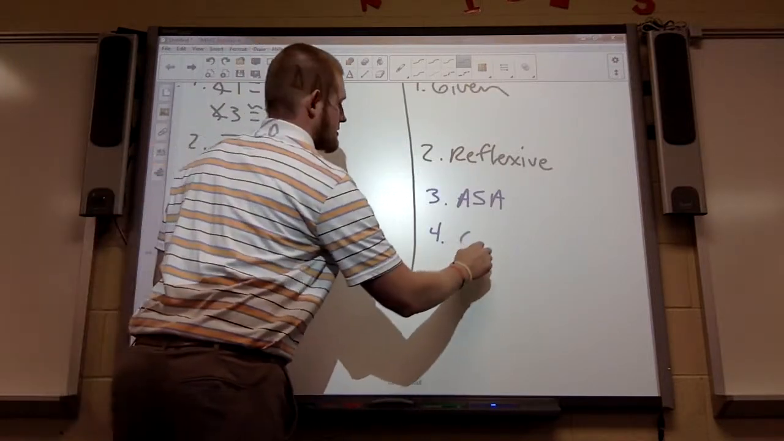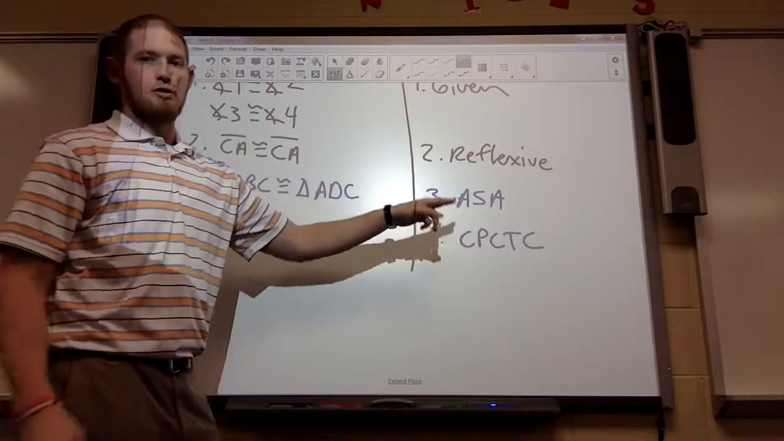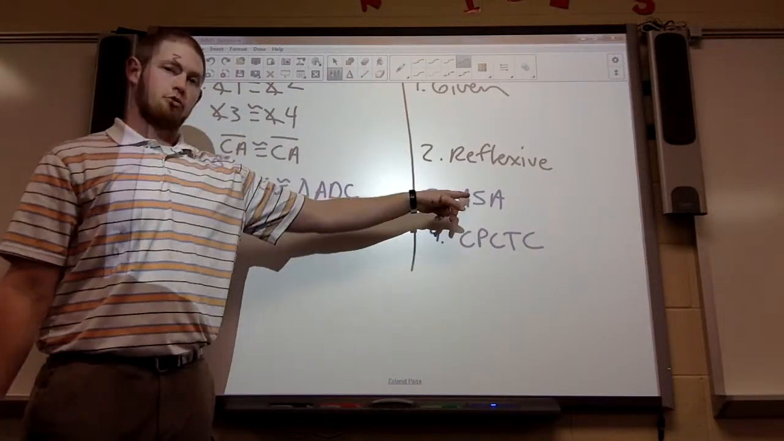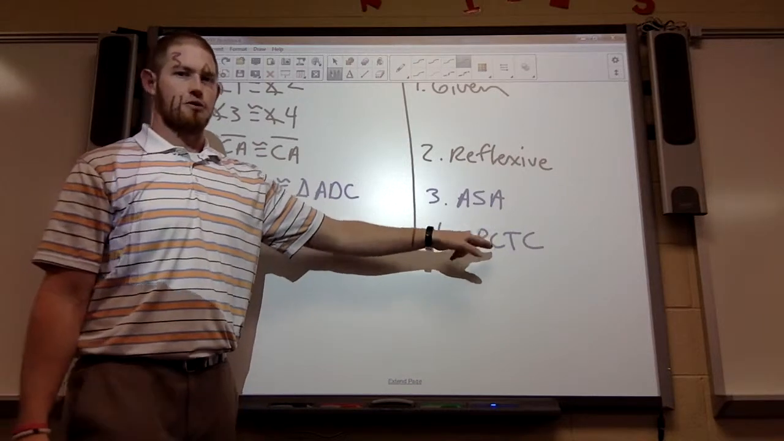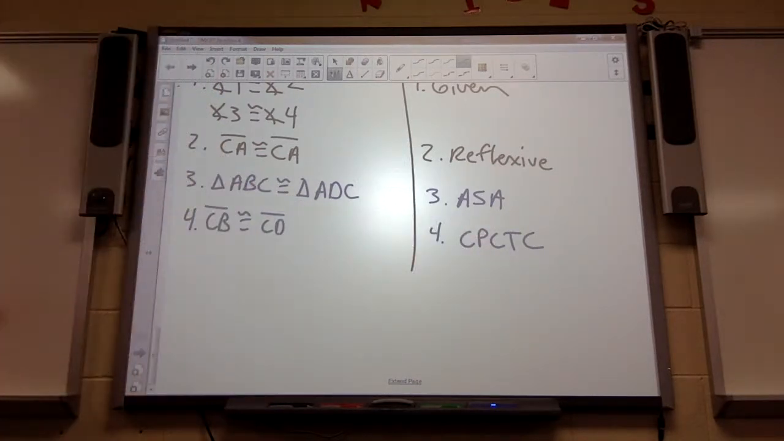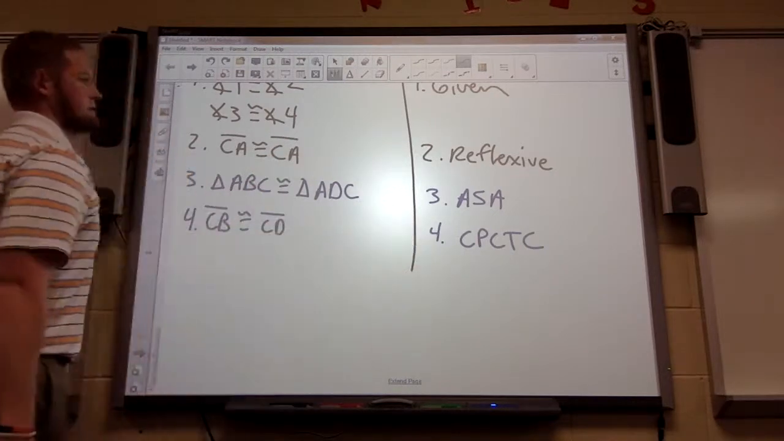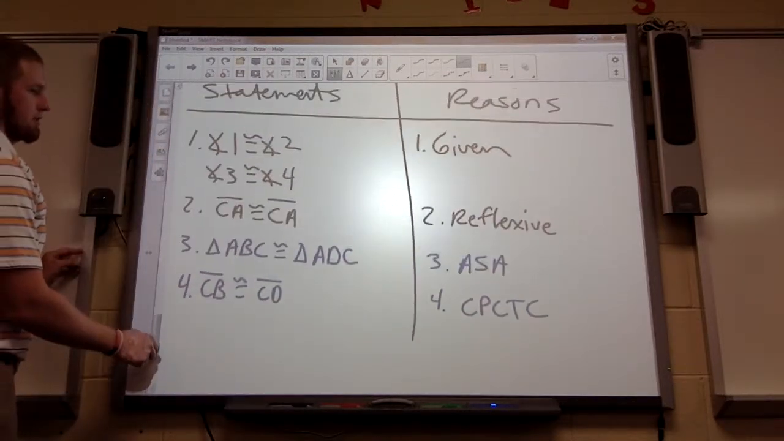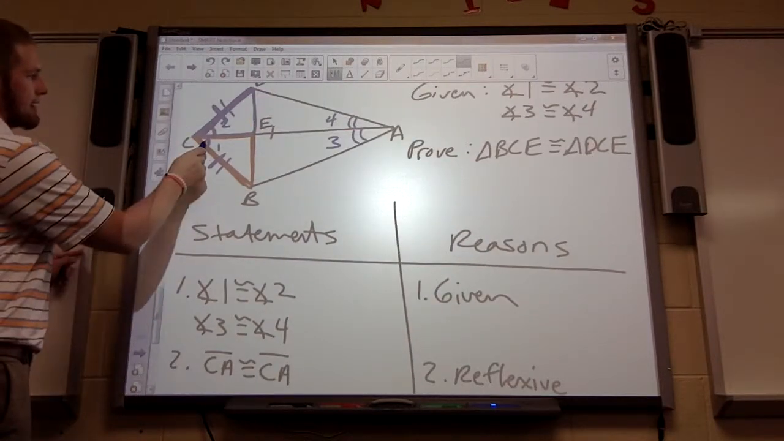Because of CPCTC. Remember, this is always your first step after you prove triangles congruent. Always. This is always your first step. As soon as you prove triangles congruent, you're going to use CPCTC if you're going to go further. Now I have an angle and a side.